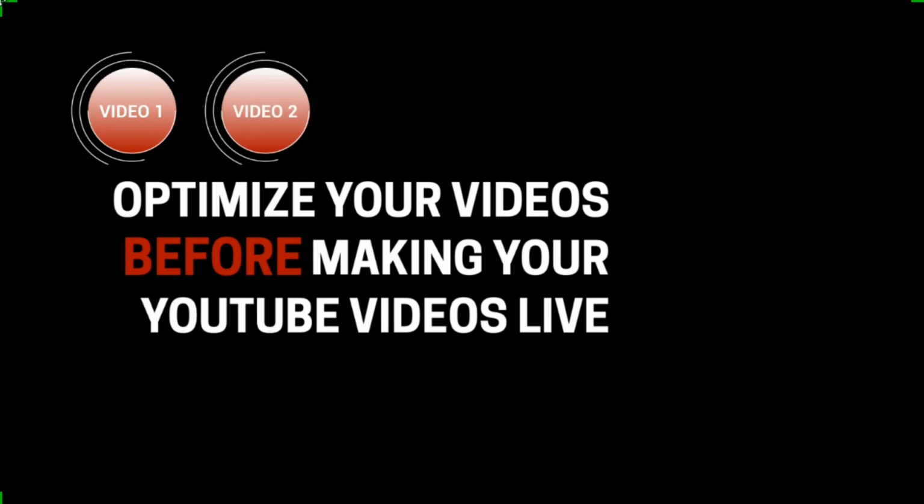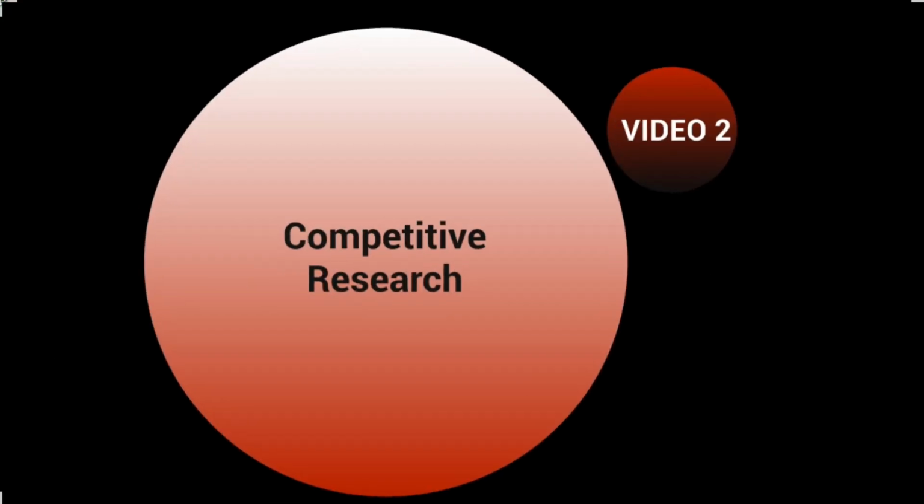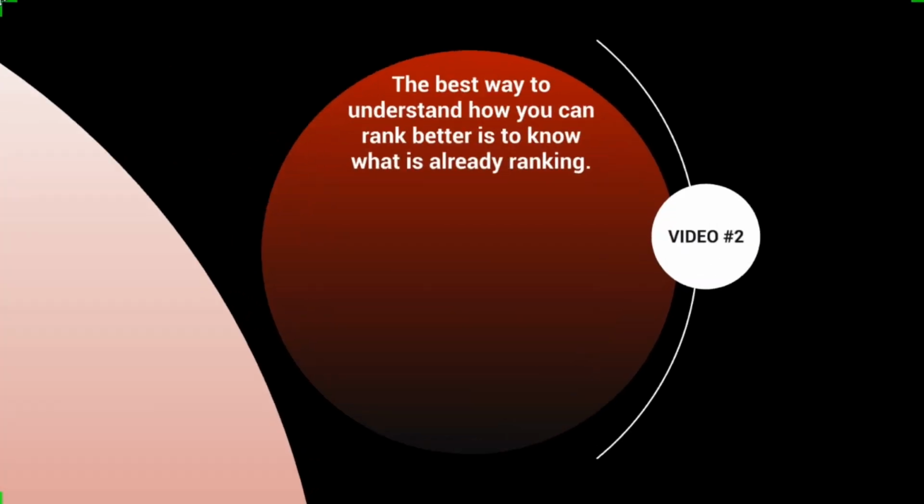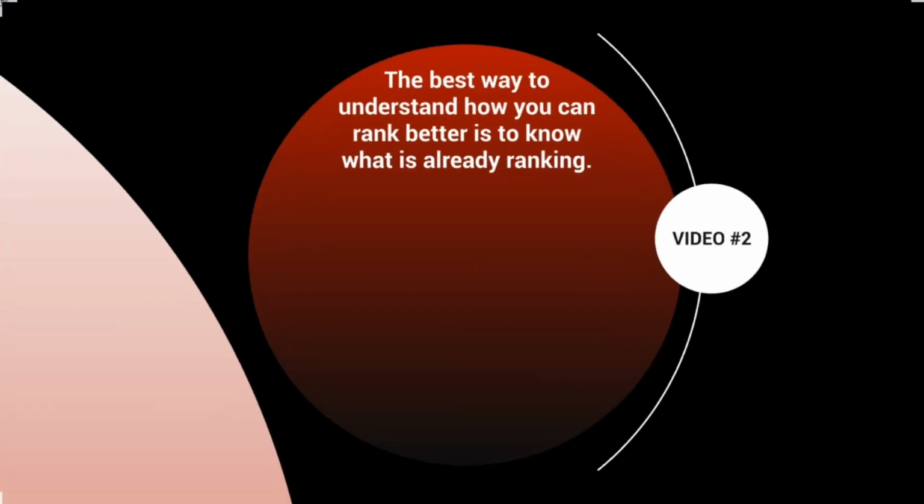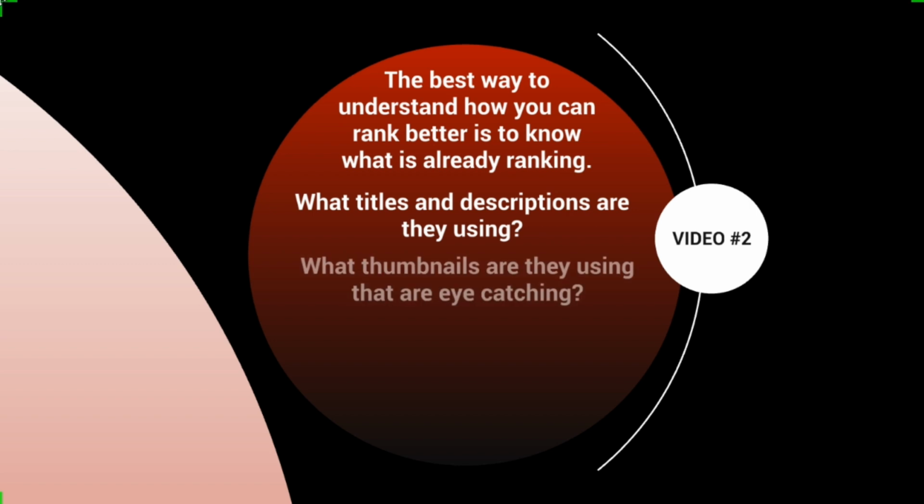Hello and welcome back. This is video number 2. So let's talk about competitive research. The best way to understand how you can rank better is to know what is already ranking in your niche or your market. So what we want to do here is analyze the videos that are on top. I want you to specifically look at what titles and descriptions they are using, what eye-catching thumbnails they are using, and what the user experience is like when you click through those videos.